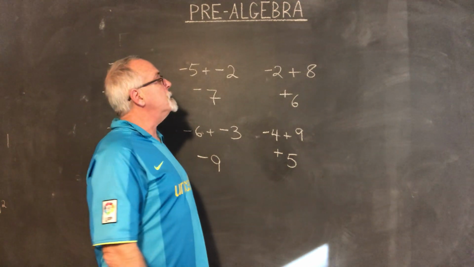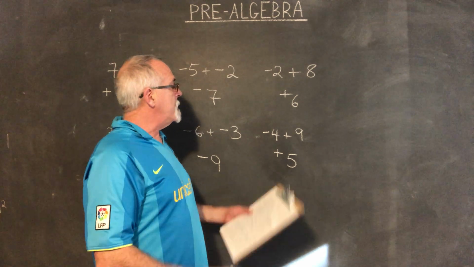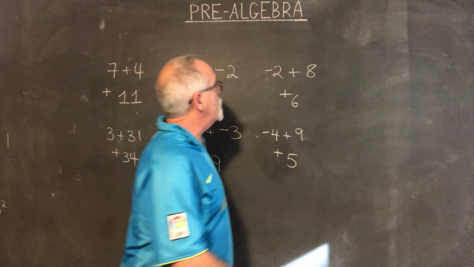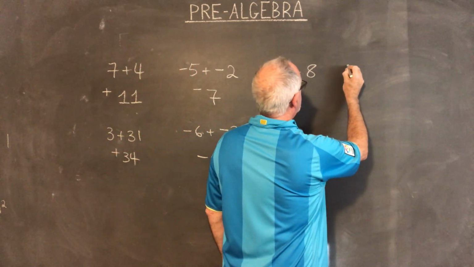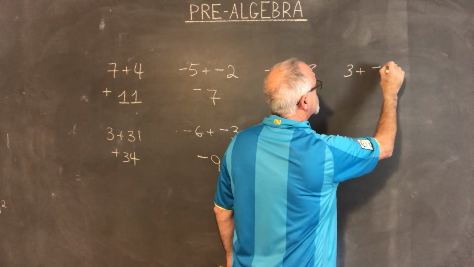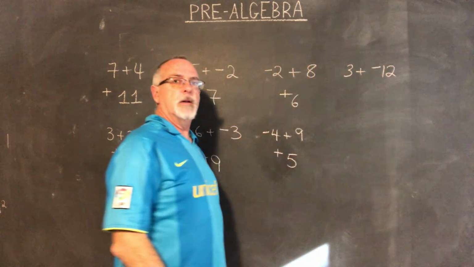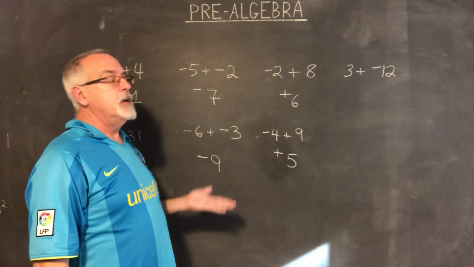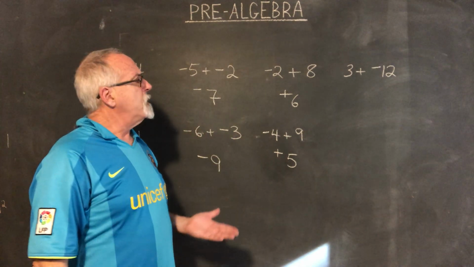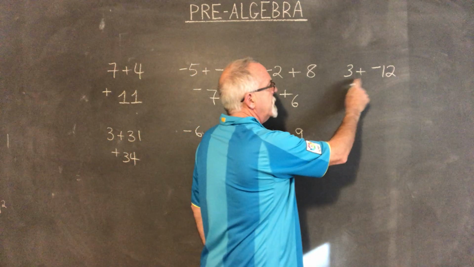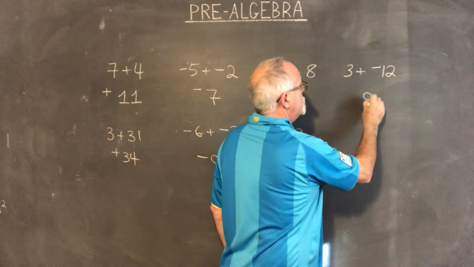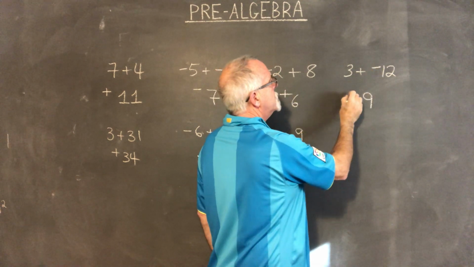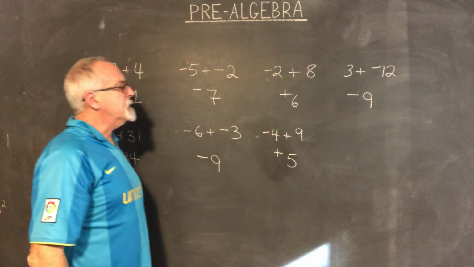But wait, what if the first number is the positive one and the second number is the negative one? I need more examples. Okay, how about 3 plus negative 12? Okay, so my number got a little bigger, but it doesn't matter. We're just going to apply the rule, and the rule is the same. We're going to subtract instead. 12 minus 3 is 9, and then we're looking at the sign of the larger number, which is the 12, and that's a negative, so my answer is negative. And it works. It gives the correct answer.